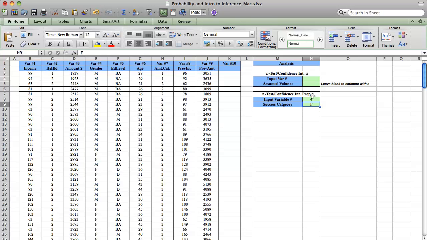When we're working with categorical data, we'll test the proportion by specifying the variable number 4 and the success category F. It really doesn't matter if we use M or F. That's just going to determine the p-hat value that we're comparing to our assumed value of 50%.